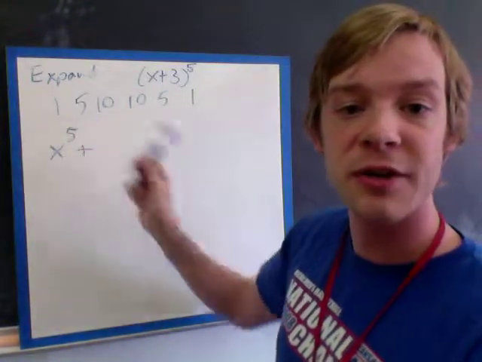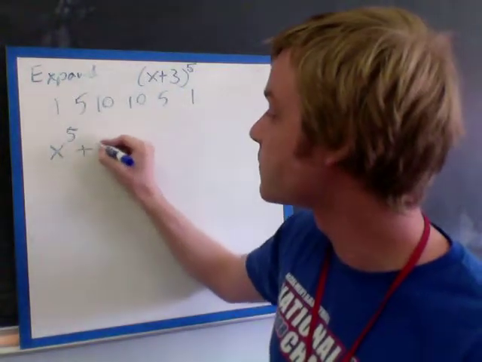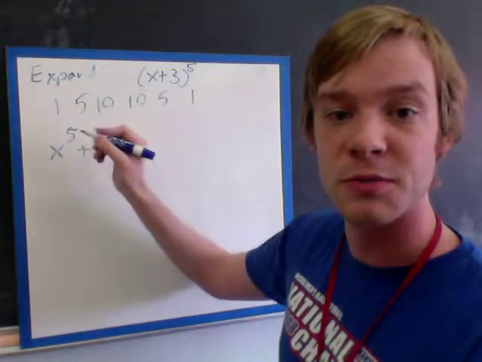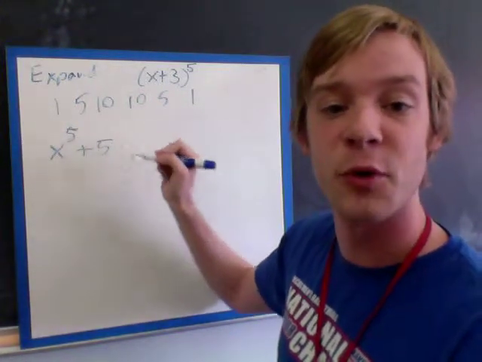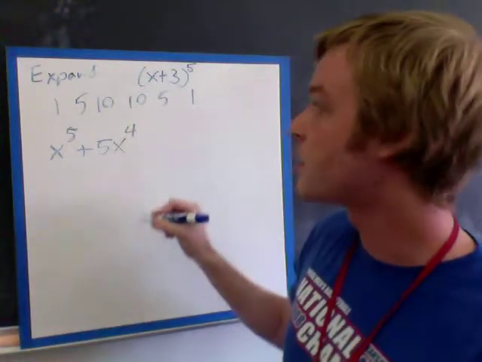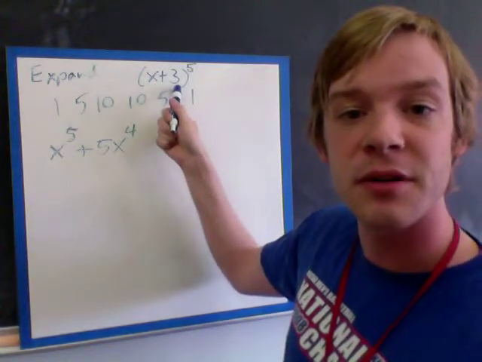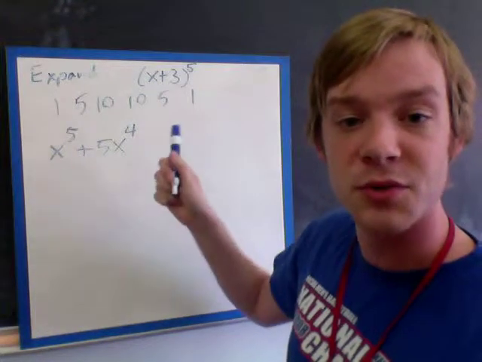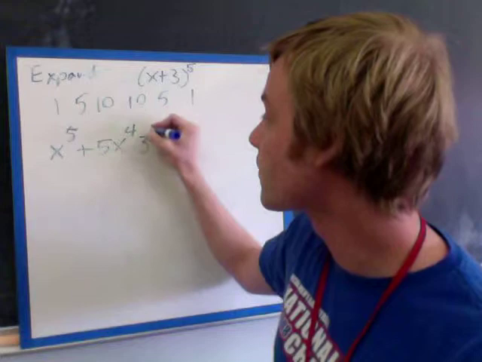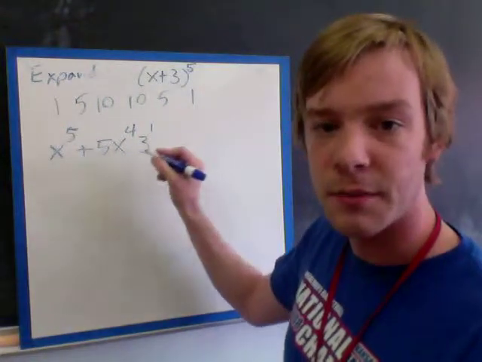My coefficient's now going to be 5. I'm going to have the first thing raised to 1 less power. So I'm going to subtract 1 from my power here. So I'm going to have x to the 4th power now. Then I'm going to have the second thing here, the 3, raised to the 1st power. I'm going to keep going down the line.